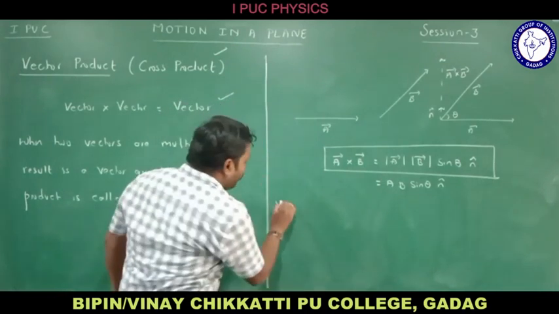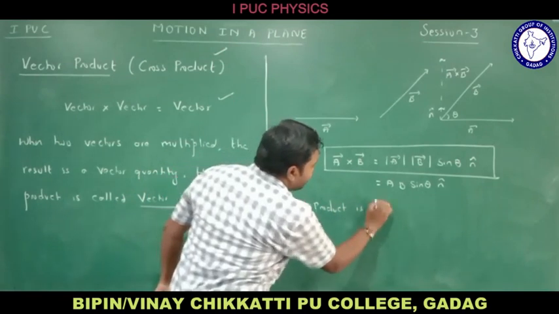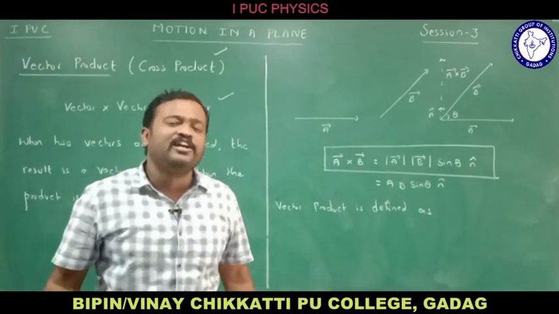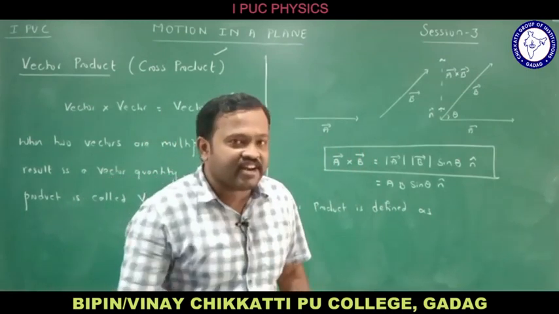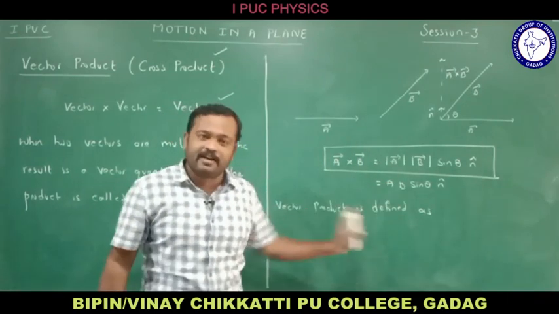What is the defined vector product? Do you remember in physics, whenever we need to define a physical quantity, we define it mathematically. What is the formula for A cross B? Modulus of A, modulus of B, sine theta n cap. Let me write it now here.